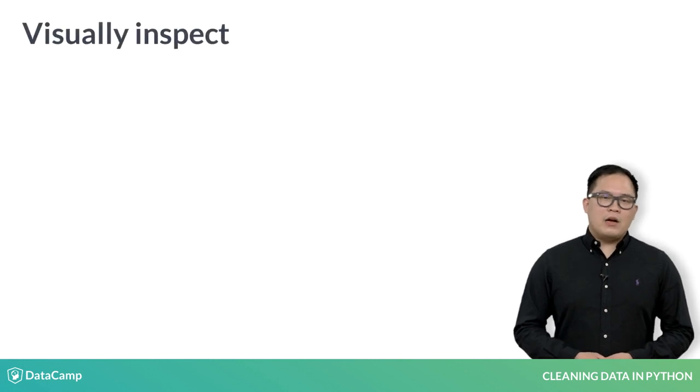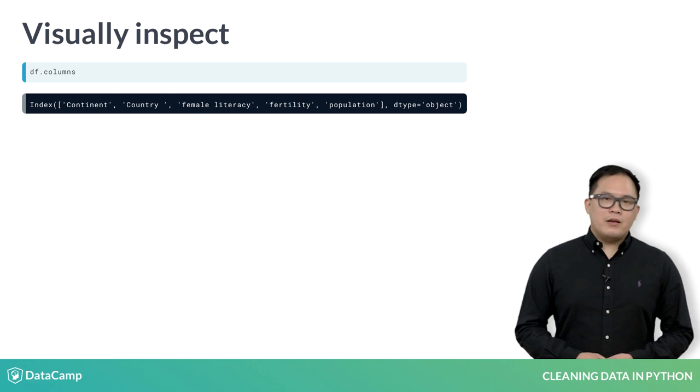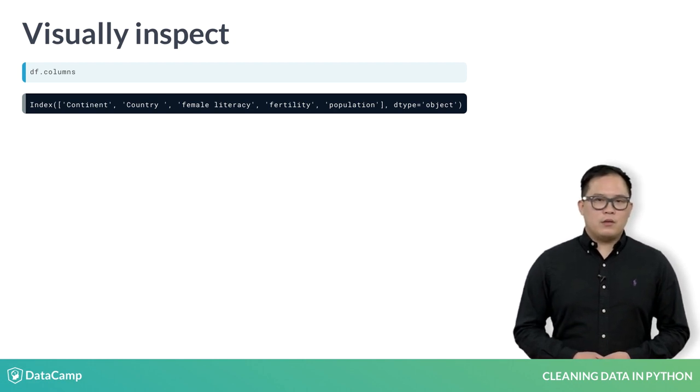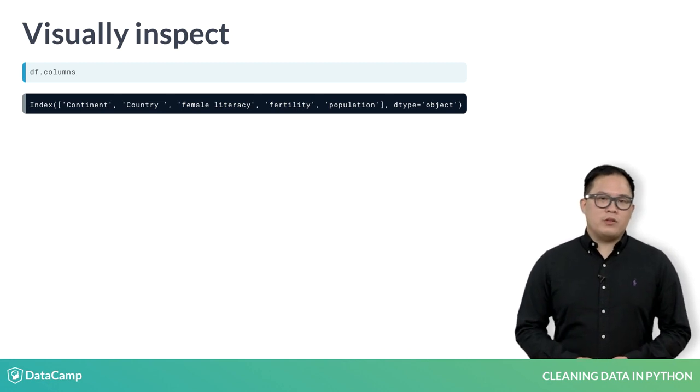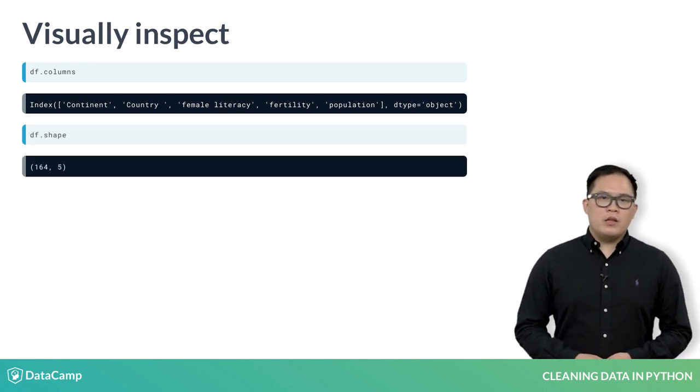If you have a lot of columns, calling the columns attribute of our data frame will return an index of column names. You see that the country column actually has a space at the end of it. This was practically invisible when we looked at the head and tail of our data. We can call the shape attribute to look at the number of rows and columns of our data. This is useful if you cannot visually see all your data with head and tail.